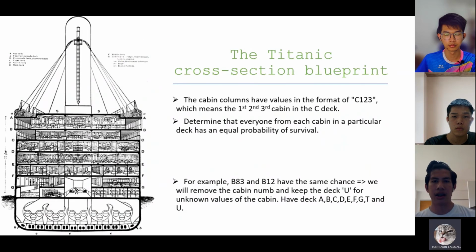We can see that the cabin column has values in the format of C1, C2, C3, which means the first, second, third cabin in C deck. Cabins in a particular deck have an equal proportion of survivors.